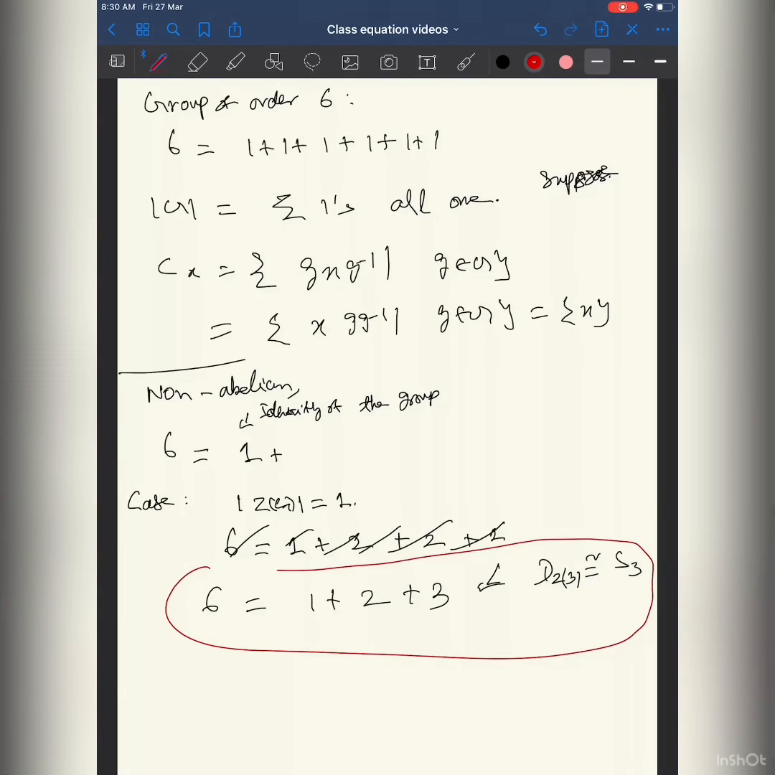This class equation is for that. Now suppose 6 equals 1 plus 3. If I put 3 instead of 2, again I cannot put another 3 because it will be like 7. Now I have to put 2, so again this is the same class equation as above, so it's fine.